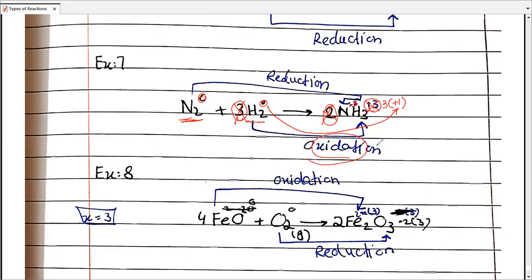This time it all changed. We were continuously writing oxidation up top and reduction at the bottom. Now, this one is from 0 to -3, and -3 is, of course, a smaller number, hence reduction.